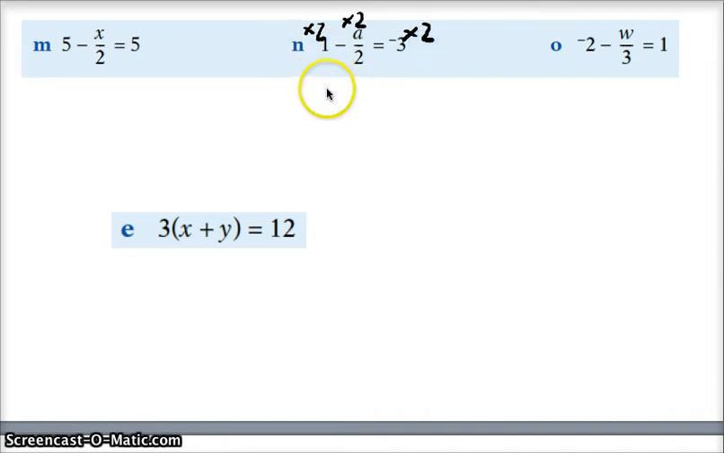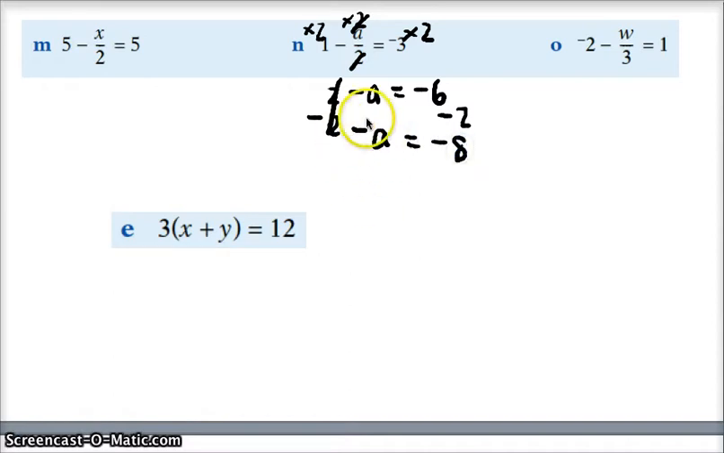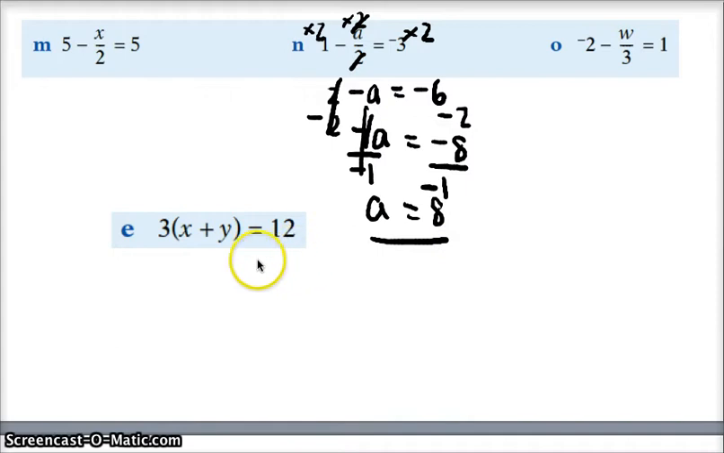2 times 1 is 2. 2 divided by 2 is 1. So I've just got 2 minus a equals, and minus 3 times 2 is minus 6. This is a plus 2. I want to get rid of it, so I'm going to minus 2 from both sides. 2 minus 2 is 0. Got minus a equals minus 8. This is really a minus 1a here. So I'm going to divide both sides by minus 1 to get a equals 8. Okay, so that is really, really important.